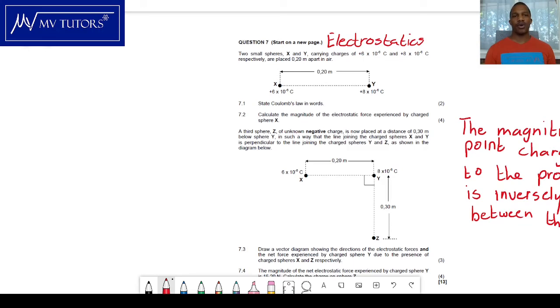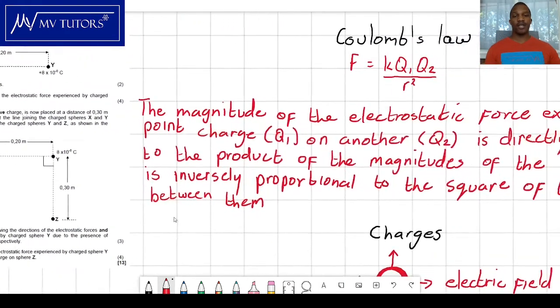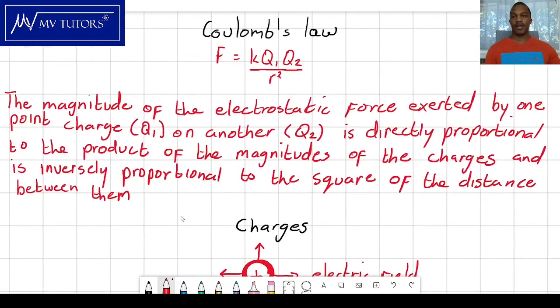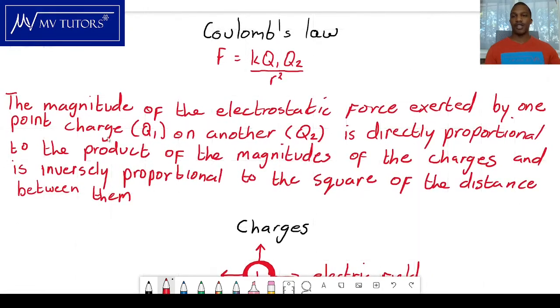State Coulomb's law in words. Well, we've already spoken about it at the beginning. Okay, here it is right here, just in case you missed it. The magnitude of the electrostatic force exerted by one point charge on another is directly proportional to the product of the magnitudes of the charges and is inversely proportional to the square of the distance between them.